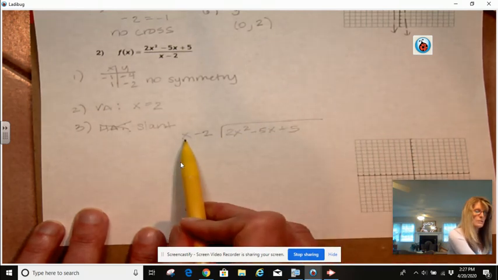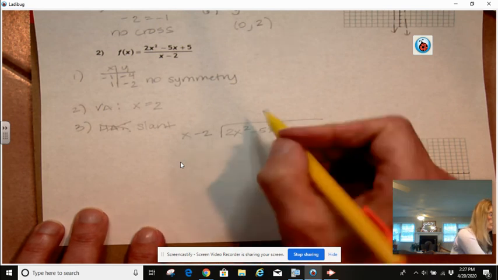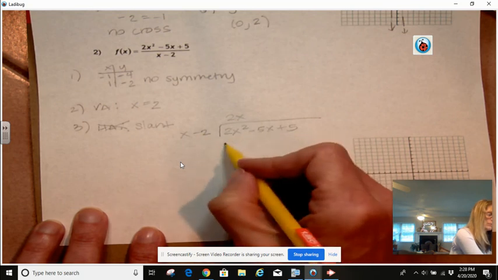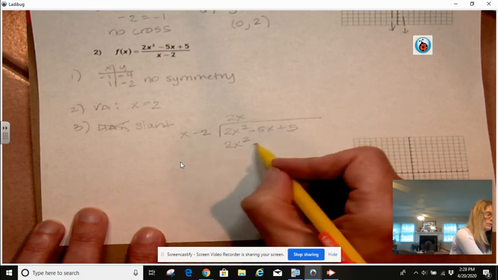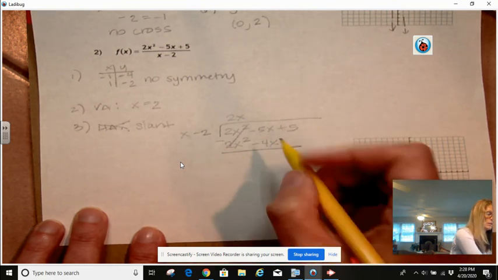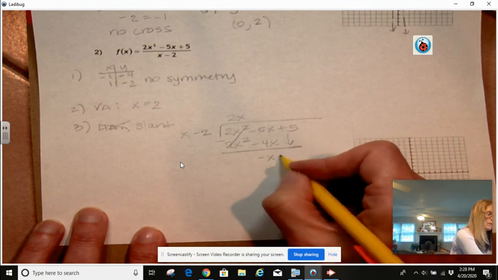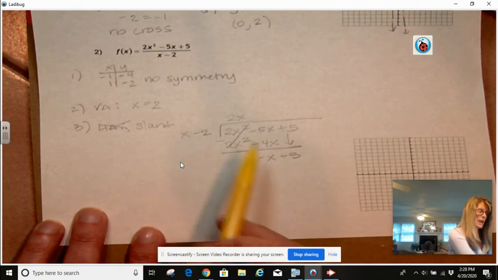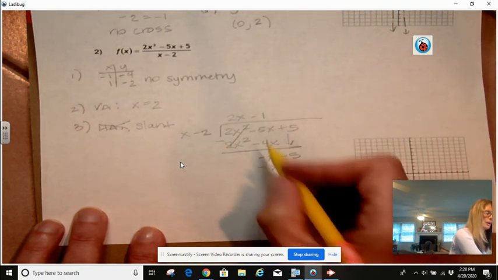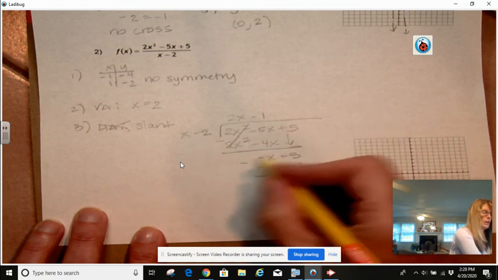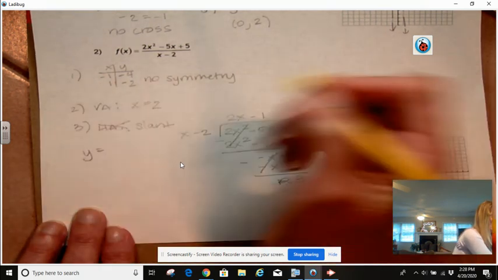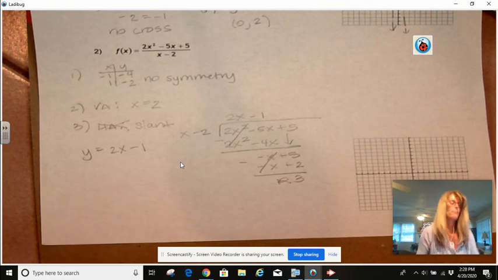Okay, so we would multiply x by 2x to get 2x squared. Okay, 2x times x is what would give us 2x squared. So multiply 2x times -2 is -4x. Subtract. -5x minus -4x is -1x. Bring down the 5. X times -1 is what would give us -x. And then -1 times x, -1 times -2. And 5 minus 2 is 3, but that's just our remainder. So our slant asymptote is at y equals 2x minus 1.